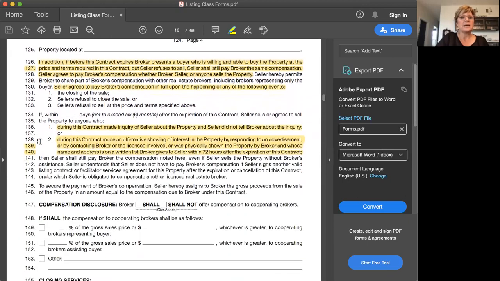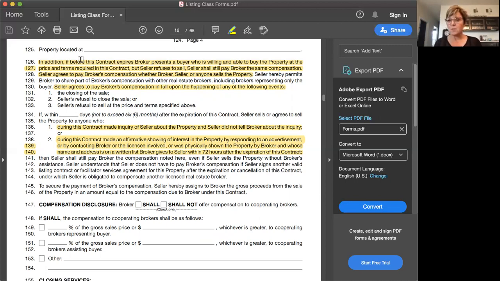Okay, moving on. This is the big kicker. In addition, if before this contract expires, the broker presents a buyer who is willing and able to buy the property at the price and terms required or stated in this contract, but the seller refuses to sell, seller shall still pay the broker the same compensation. Okay? So that is key, you guys.